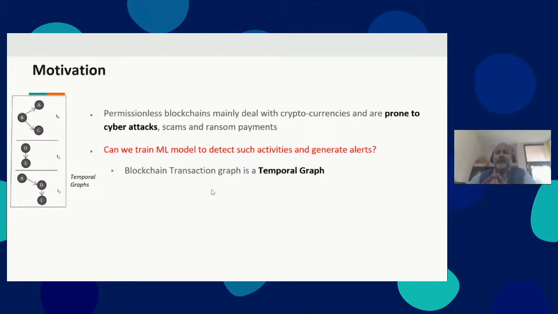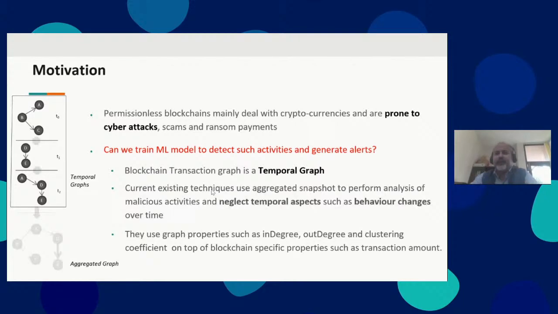So maybe in block number 1, B gave money to A, and in block number 17,000, again B gave money to A. So you will have two edges, but it won't tell you which block and how far apart they were. So these kinds of temporal nuances of these activities were not captured. So that's the main thing that we have done here: we said, well, don't consider it as an aggregate graph, consider it as a temporal graph.